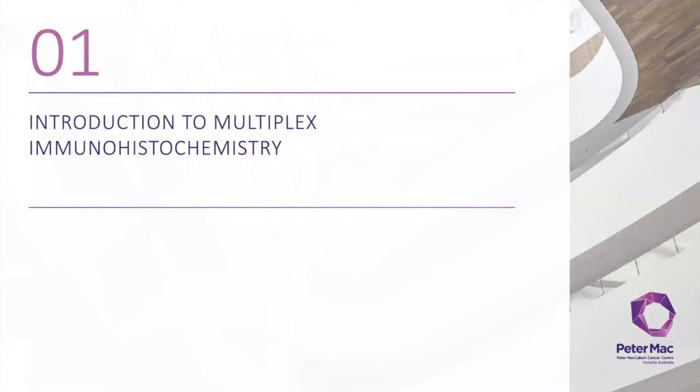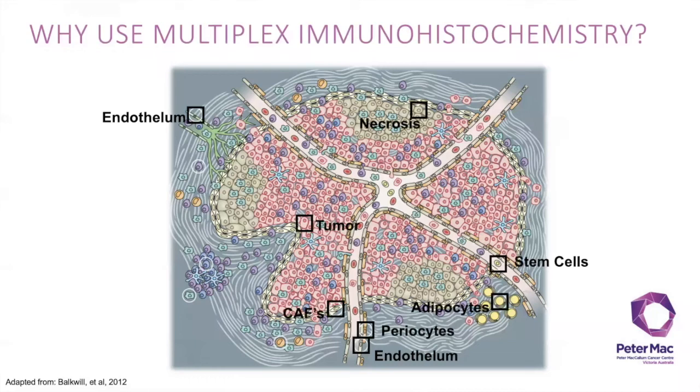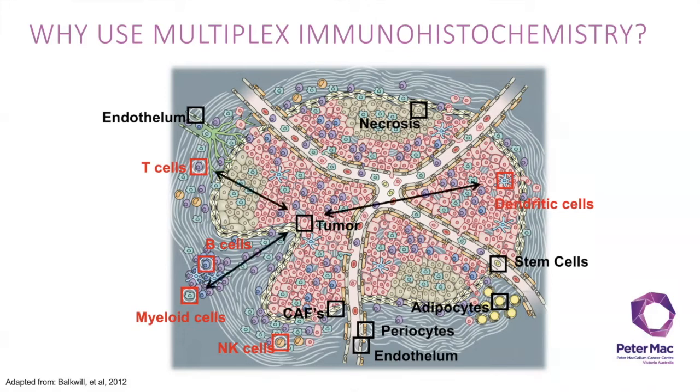Okay, so let's get started with a basic introduction into the background to OPAL multiplex immunohistochemistry. So, why do we want to use multiplex immunohistochemistry? This is a schematic of the tumor microenvironment, which is extremely complicated with lots of different cell types within it. And what we'd really like to know is what's the spatial context between these different types of cells, which ones interact, which ones are more removed from each other. And this is very difficult to do using standard immunohistochemistry methods.